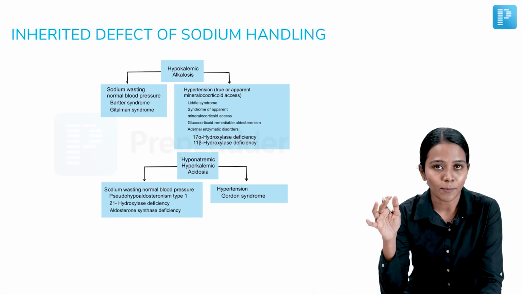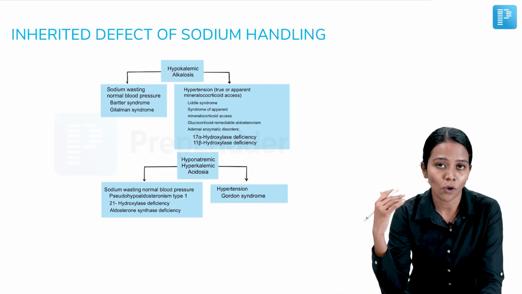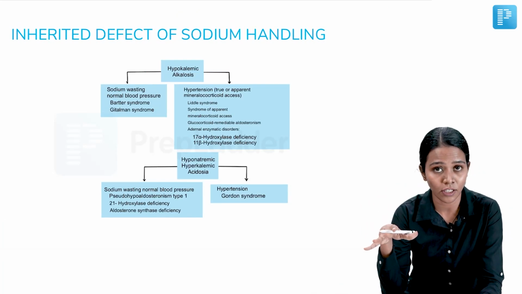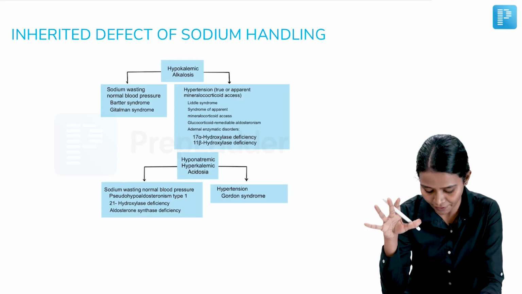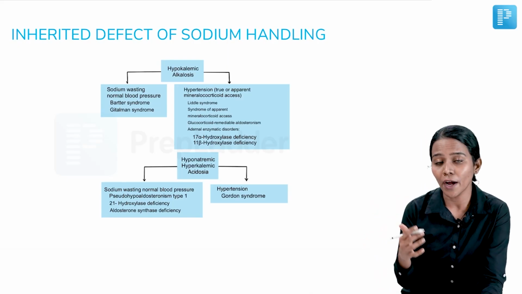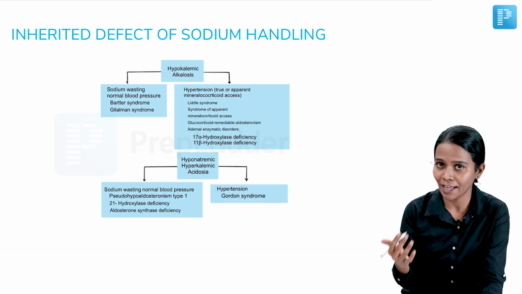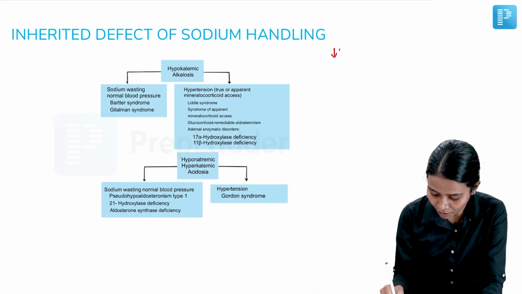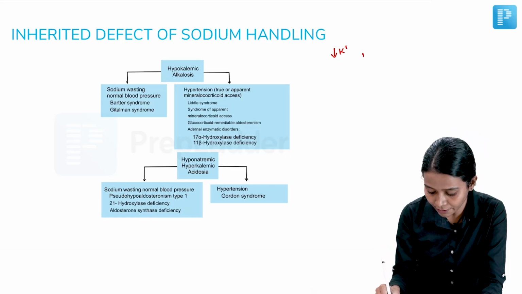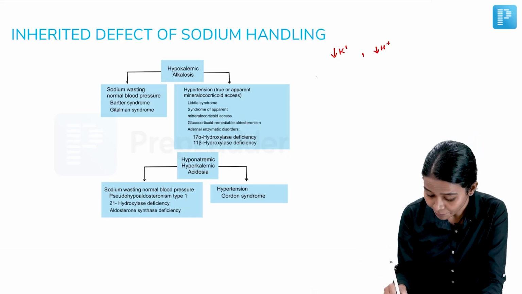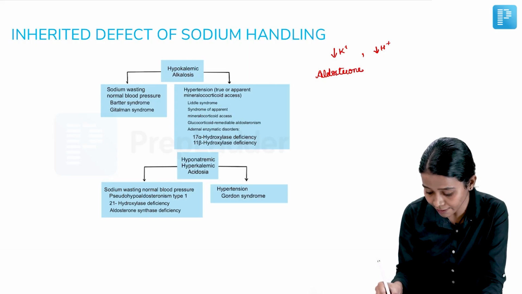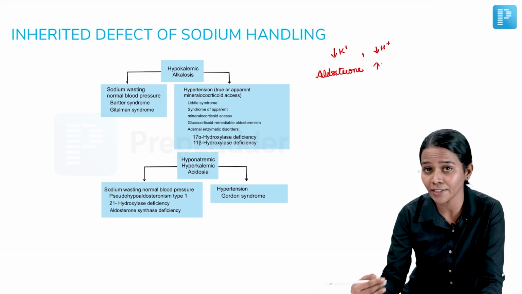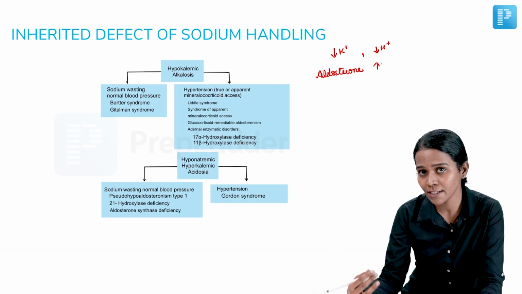First thing, let us come to a broad classification of how these inherited disorders of sodium handling are classified. Okay, the first group are the patients with hypokalemic alkalosis. So what does that mean? If the potassium has to be low and H plus has to be low, what did I tell? Did you remember that aldosterone has to be in excess, right? The aldosterone activity is excess. That is why this is happening.